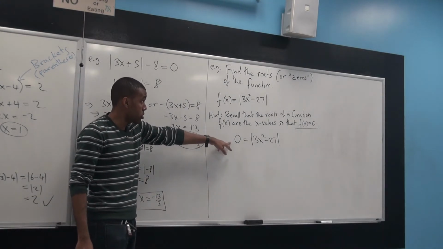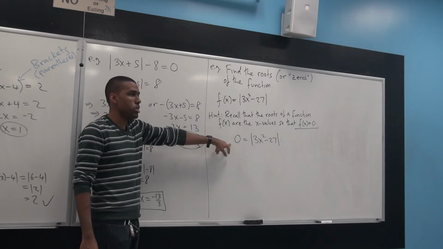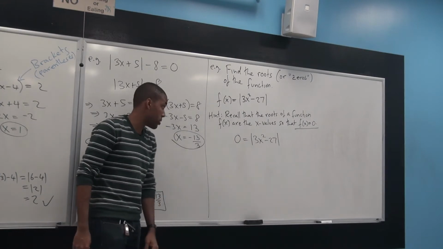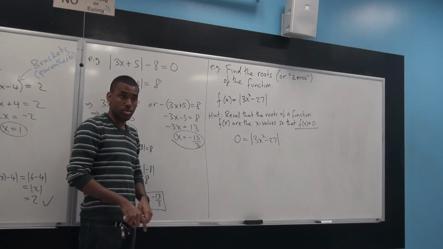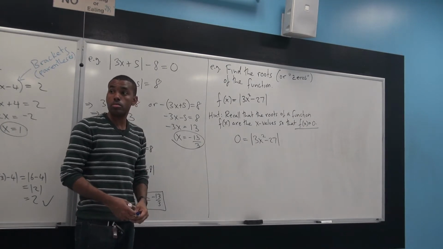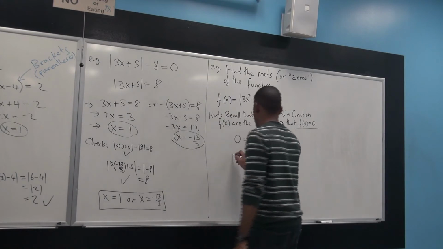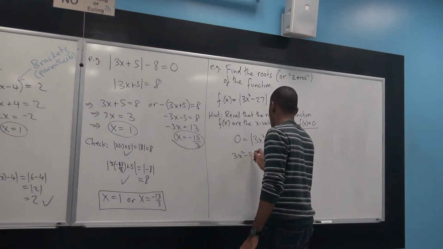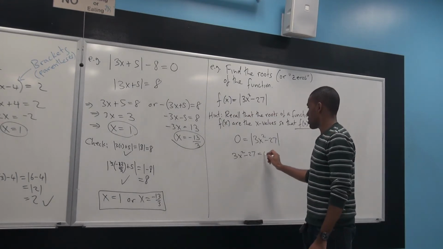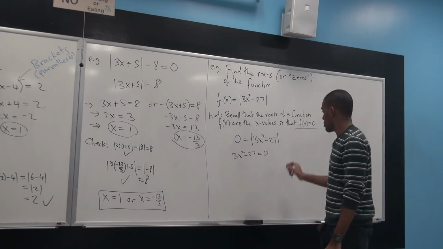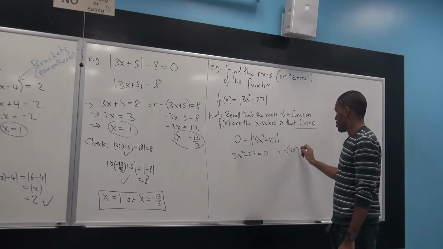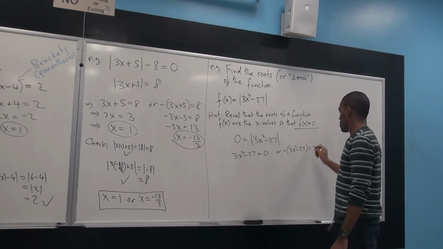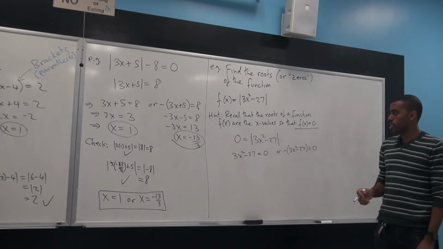When you're finding the roots, it means you want the function to be 0, and you need to find the x values that make this happen. How do we go about this? 3x minus 27 equals 0. And negative parentheses 3x minus 27 equals 0. Okay. What do you notice here?